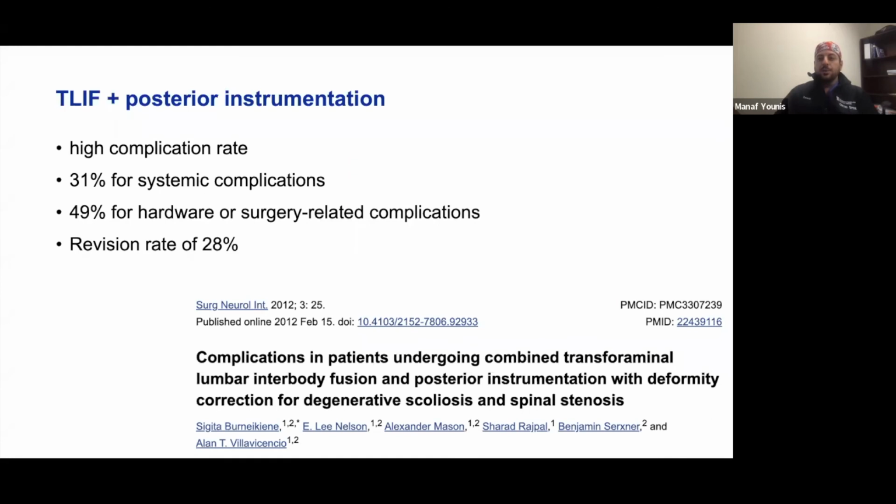Their study reported improvement in patient-reported outcomes and radiographic improvements among the 29 patients. However, the study reported a high complication rate of 31% for systemic complications, 49% for hardware or surgery-related complications, and a revision rate of 28%.